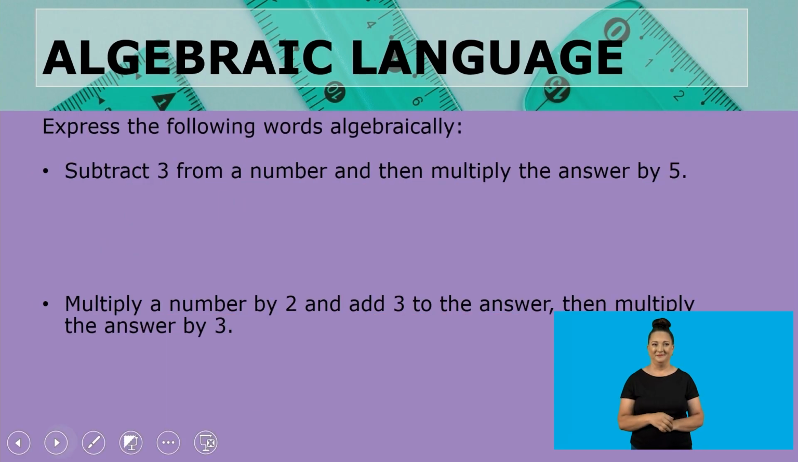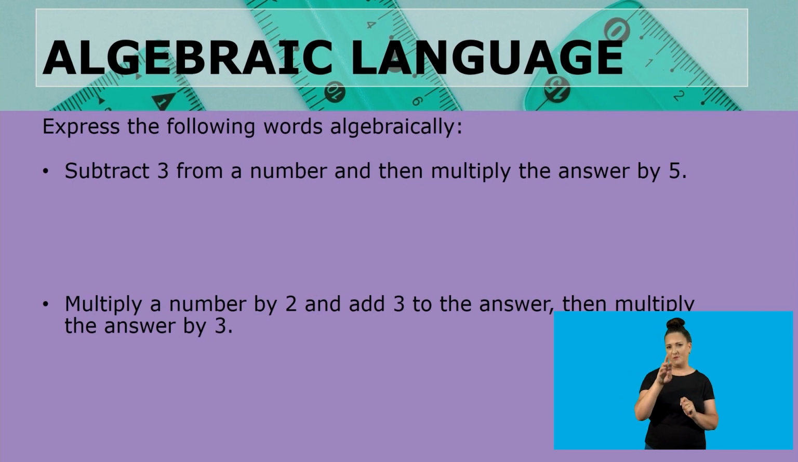Let's look at the next one. We are still expressing these words algebraically, let's see what it says. Subtract 3 from a number and then multiply the answer by 5. So, what number are we talking about? We do not know. So we are going to use a letter to represent that number.